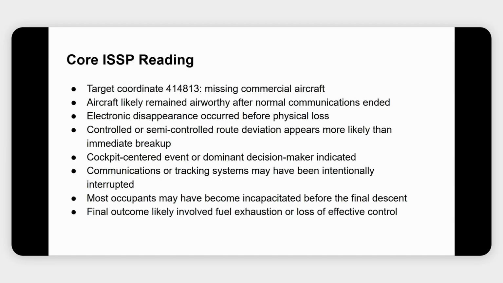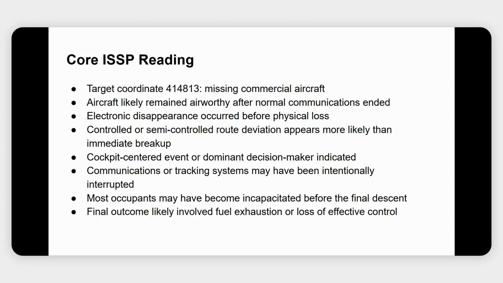So the core reading, the target, which I mentioned previously, the AI was only given that this is a missing commercial aircraft. So it wasn't provided with the Malaysian 370 call number specifically. It just was given a generic missing commercial aircraft. And what came back in the reading is that the aircraft likely remained airworthy after normal communications ended. Electronic disappearance occurred before physical loss. There was some sort of loss in communications, basically.